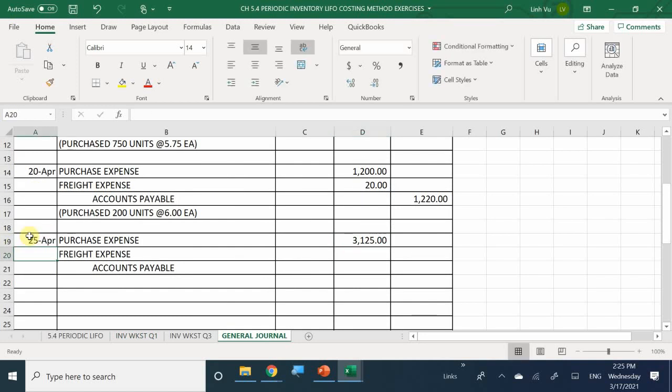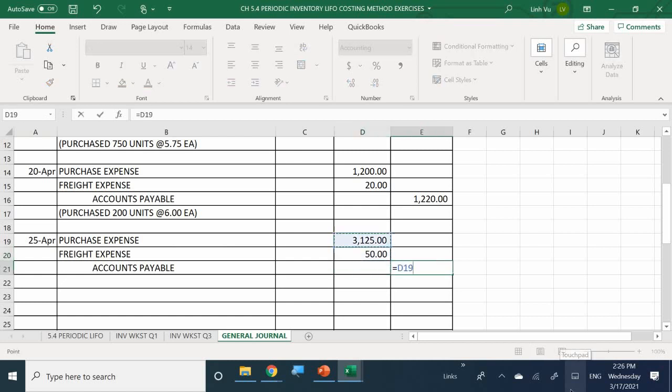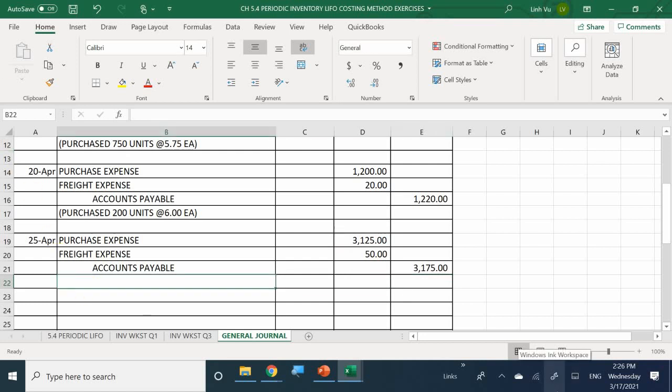Right? How much was my freight? It was 50. Okay, so again, I can just calculate it like that. So I should have a total of 3,175. And in this case, I purchased 500 units at $6.25 each. Okay.